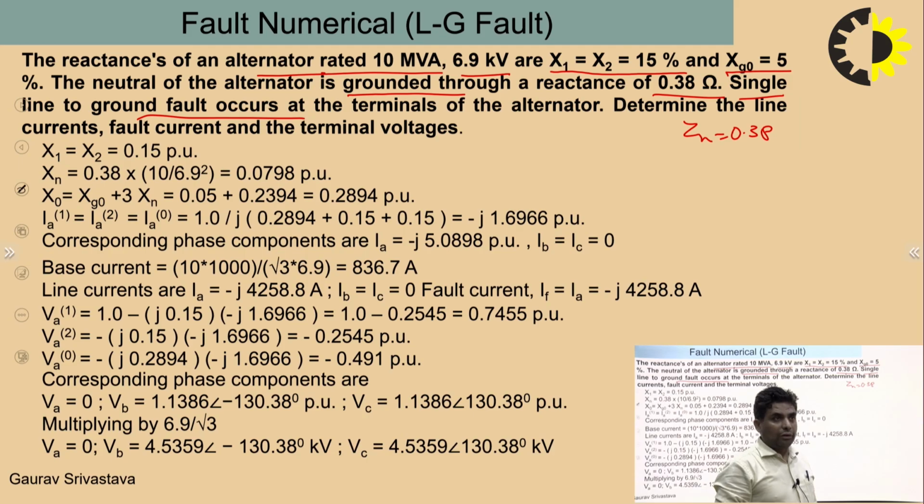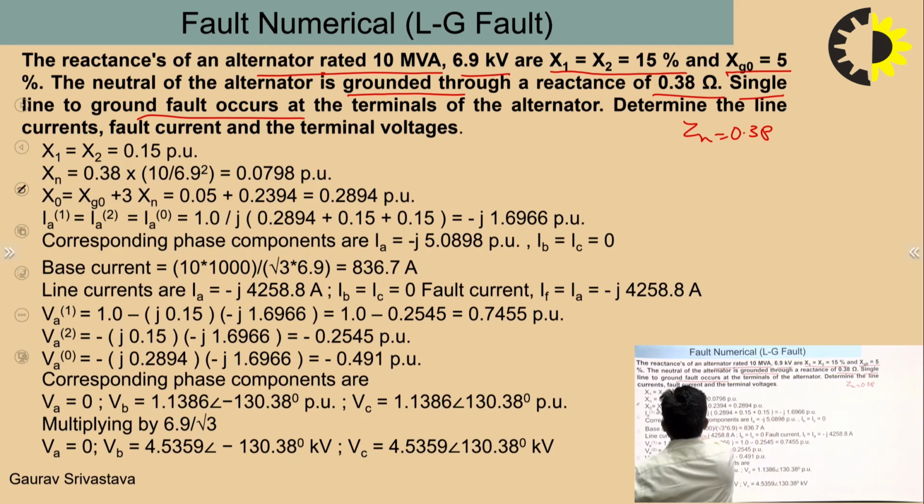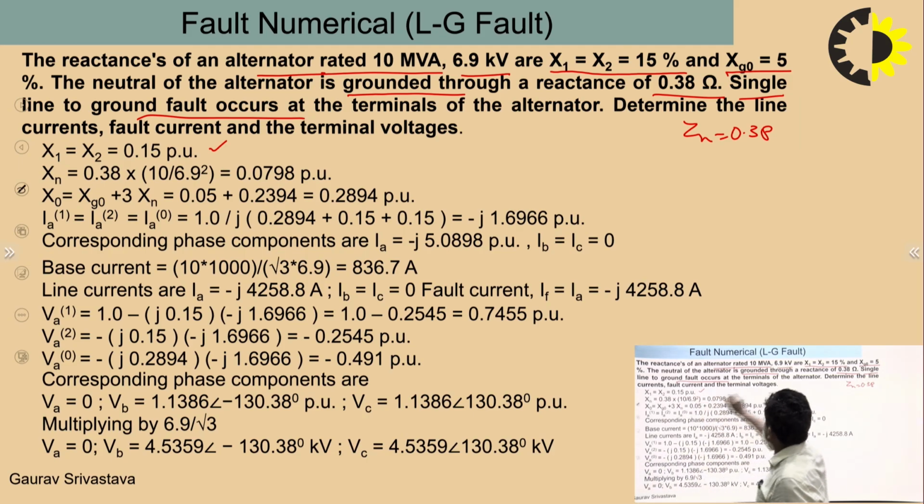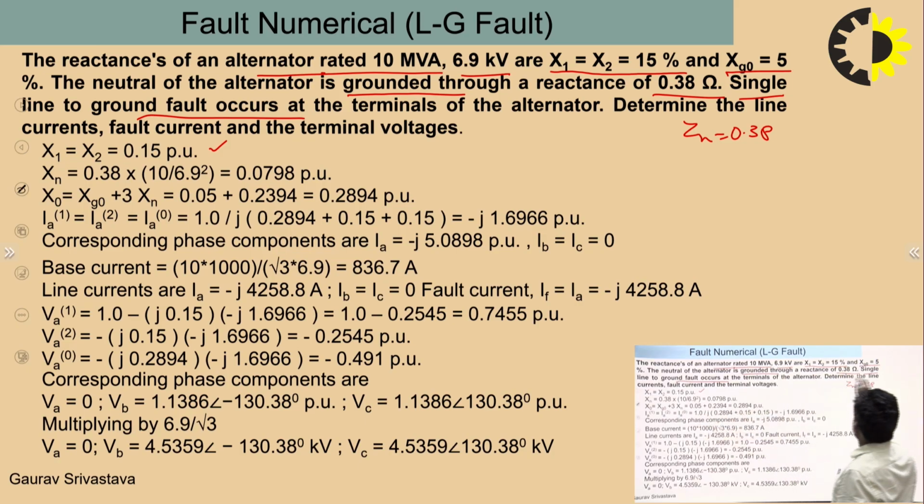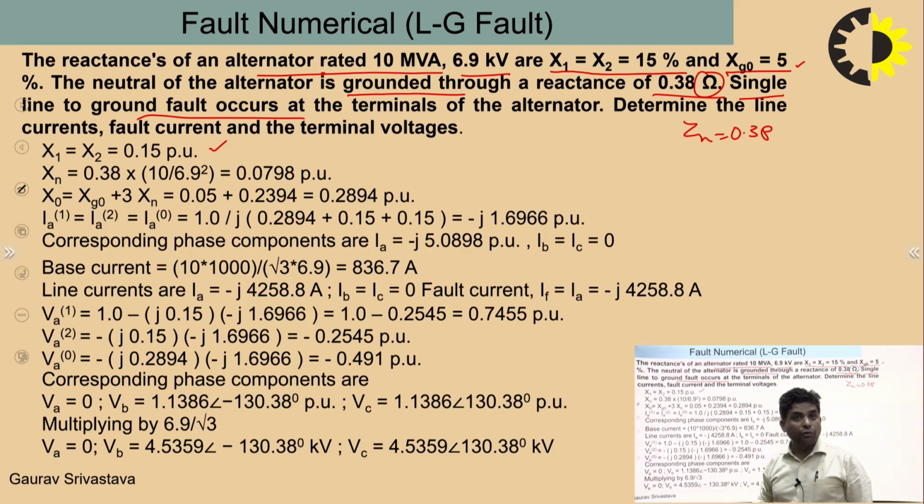Right now, X1 and X2 are given as 15%. Xg0 is again given as 5%, and the neutral reactance is given in ohms. So we have to find out the per unit values. So how do we calculate the per unit values?